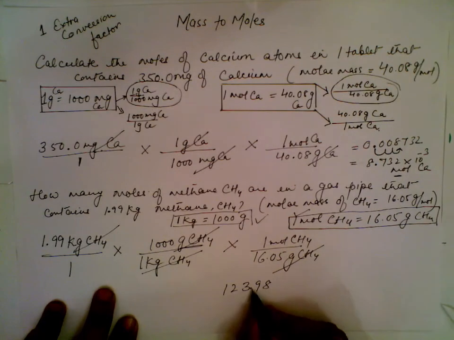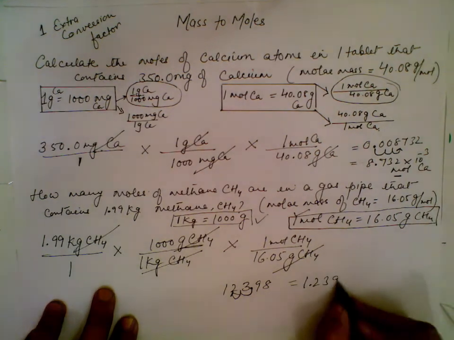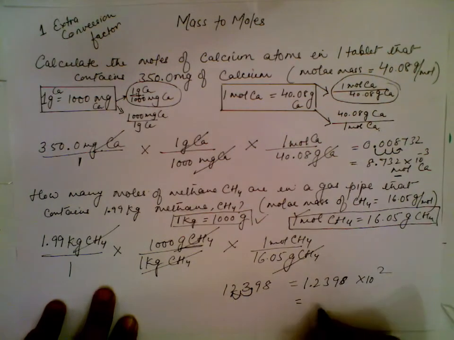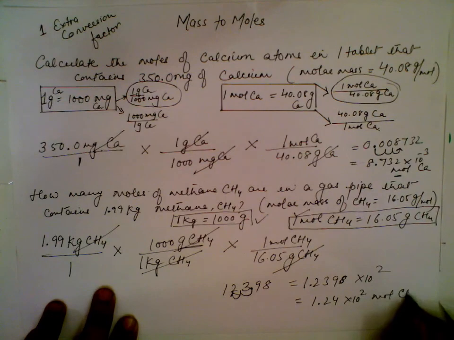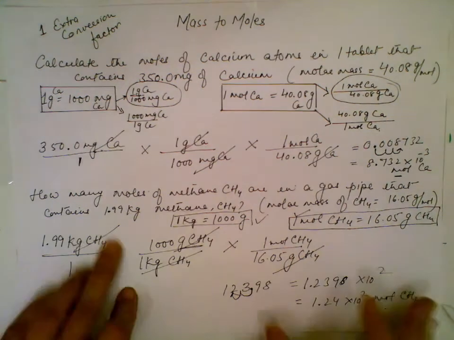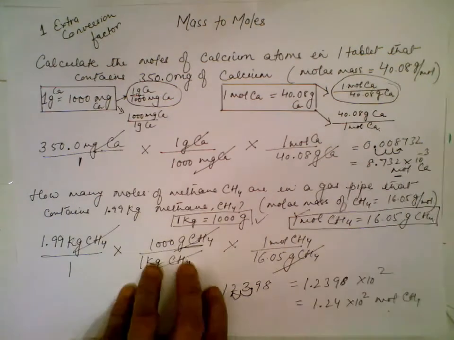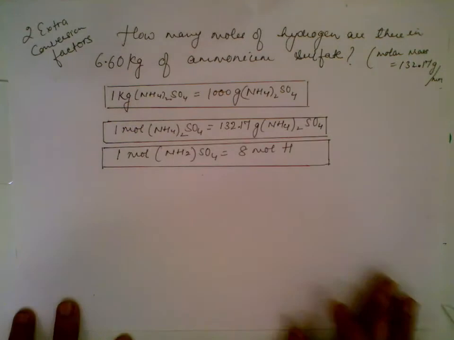And don't leave it like that. You are going to move 2 places to the left, and this will be 1.2398 times 10 to the power 2. Again, don't forget to put the final answer with the units. Units are important. 3 sig figs, because in my given I have 3 sig figs. Always make sure that your significant figures reflect the number of significant figures in the given. That's what should be in the answer.